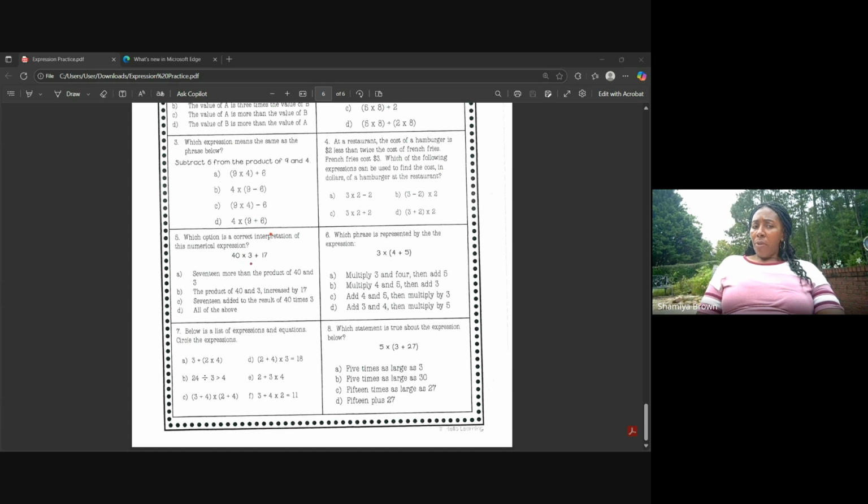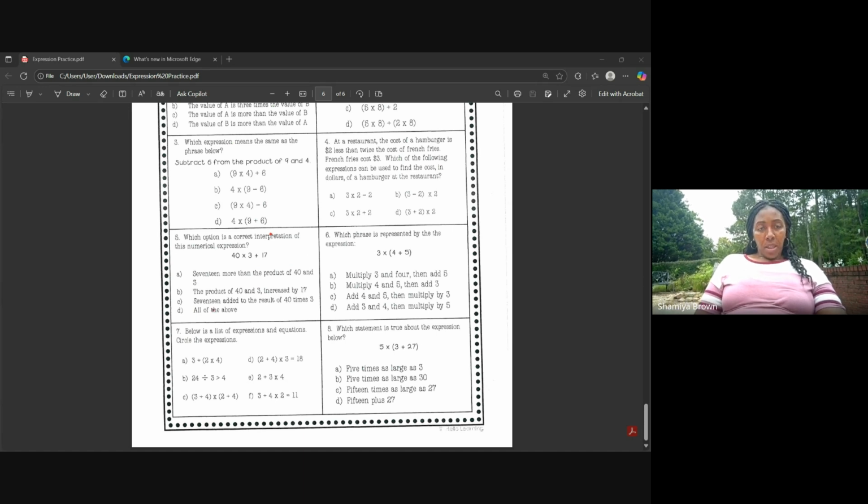So I would do the product of 40 and 3, then I would add 17. Wait, so that one's true. Let's see what it said. Which option is correct? So it said it's only going to be one choice. But both A and B. Oh, I see. I have a D here that says all of the above.